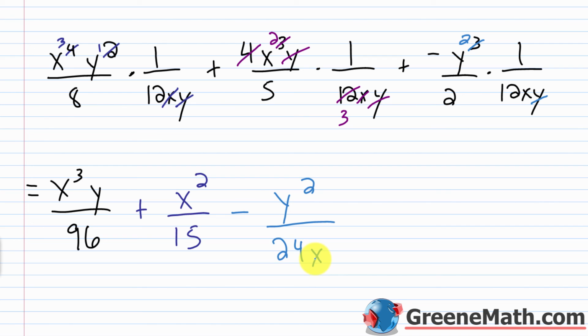And again, if you want to check this, take your answer here and multiply it by the divisor. Remember, when we started out, this problem was dividing by 12xy, so that's your divisor. I modified it just for the sake that we were working with fractions, and it made it easier. But when you do that, you should get that original dividend back.